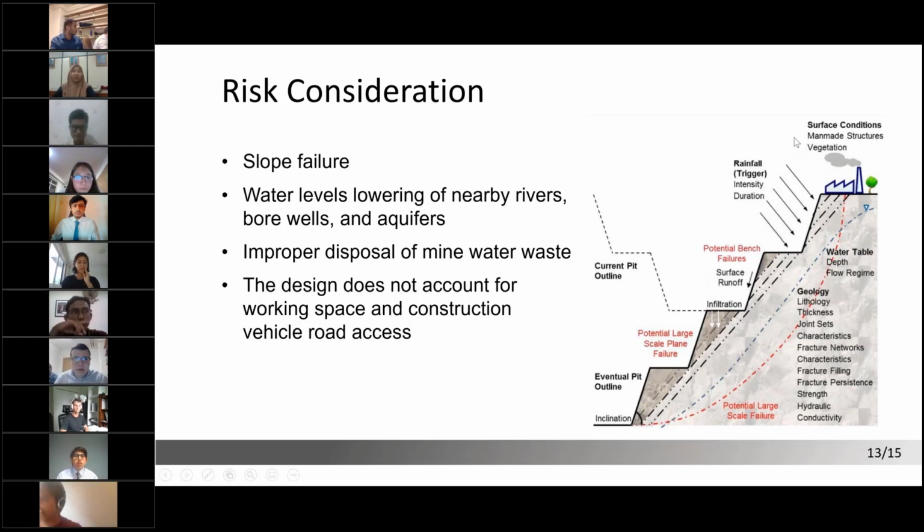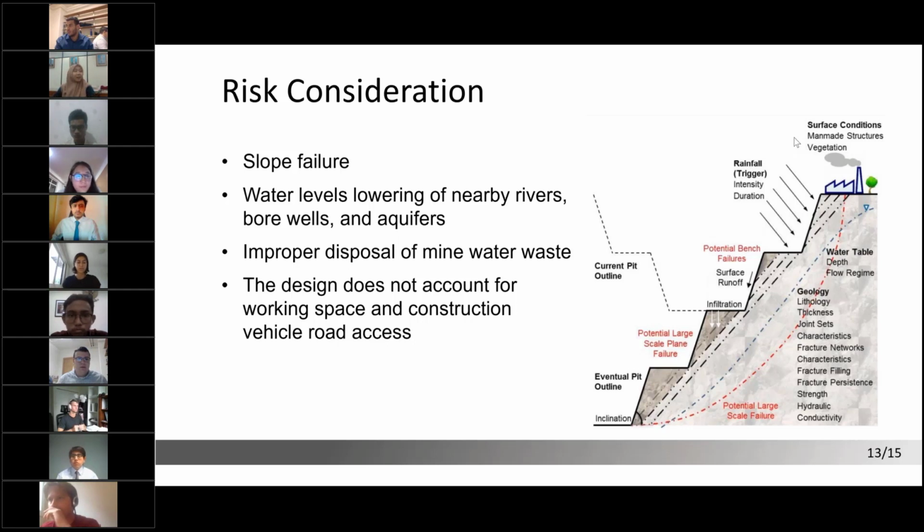The excavation of the open pit mine poses several key risks that should be taken into consideration. One of them is that there might be slope failure due to overestimation of material properties. As you know, there might be a high rainfall event or seismic event. There could also be dewatering that might lower the neighboring levels of the rivers, bore wells, or aquifers. There could also be improper disposal of the mine water waste, and that could contaminate the nearby groundwater. Our design also does not account for any working space or construction vehicle road access.